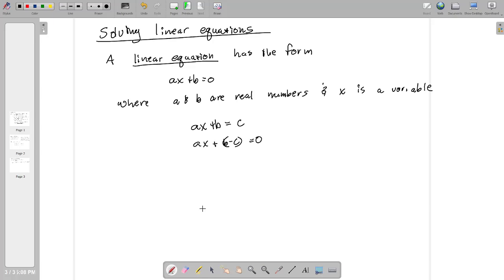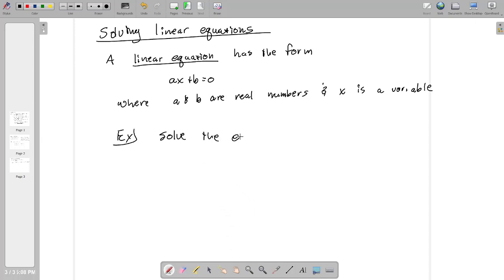Now this is in the previous form, even though your b and your b minus c don't exactly match up. So we have a b minus c here and a b here. They don't exactly match up, but it doesn't matter because all we're saying here is that b is a real number, and b minus c would also be a real number. So it would still hold the form of a linear equation. It's a different form when it looks like this, but it is still a linear equation.